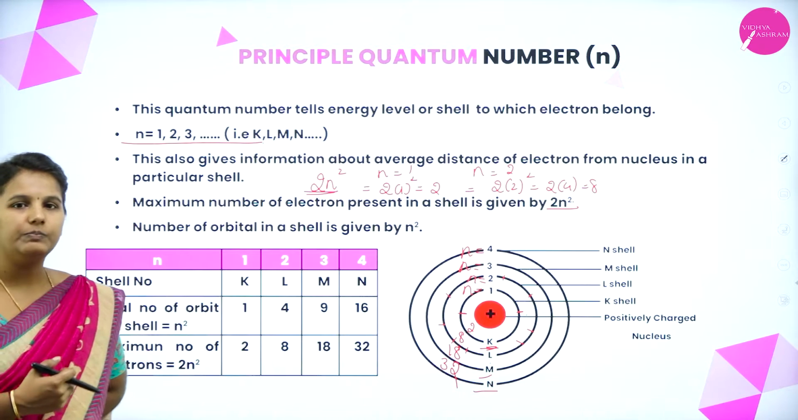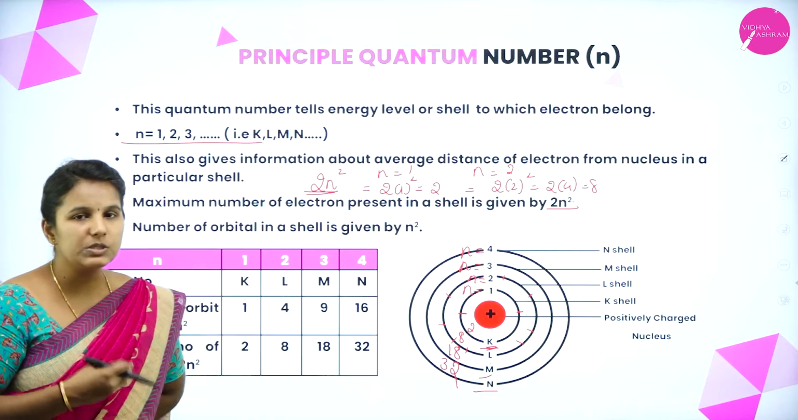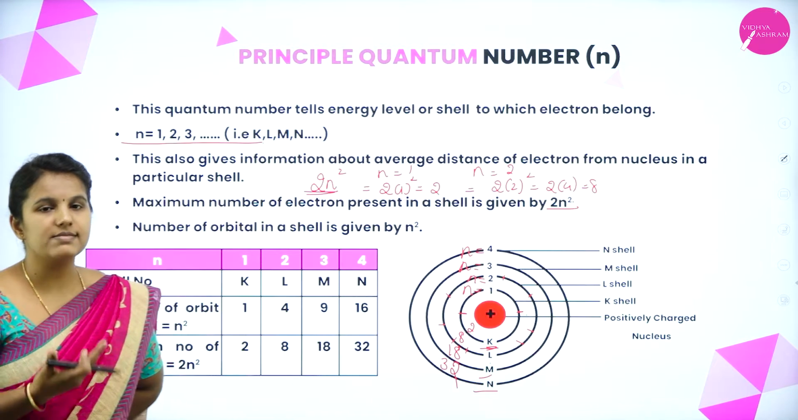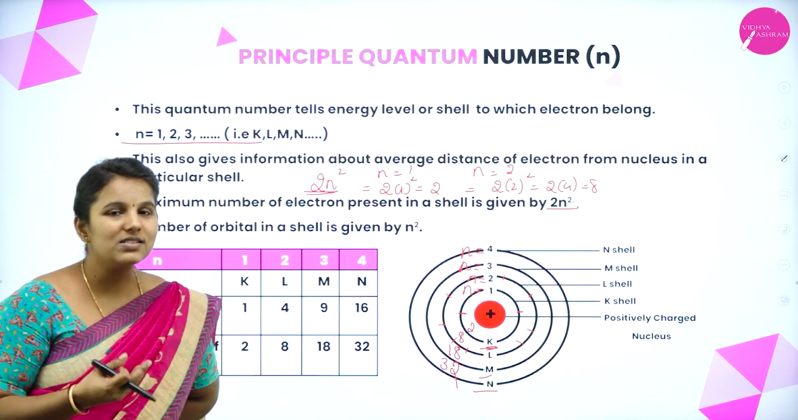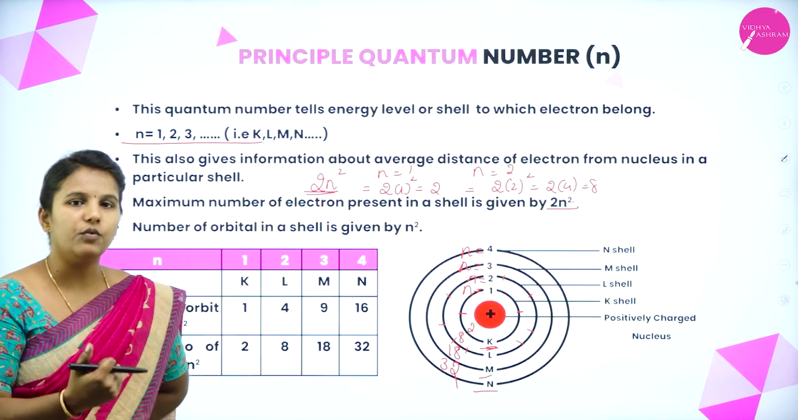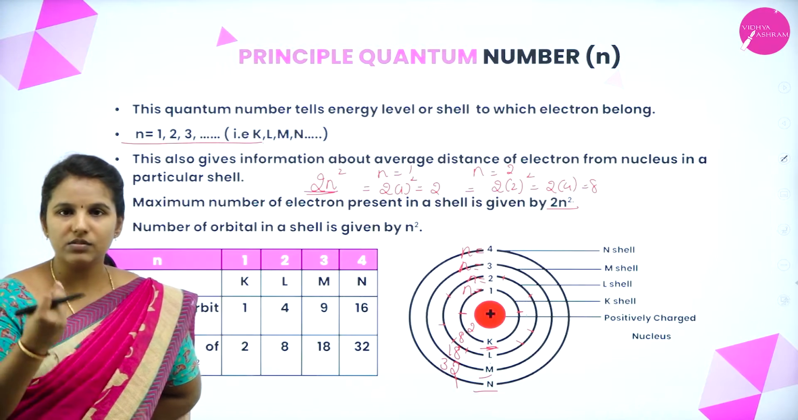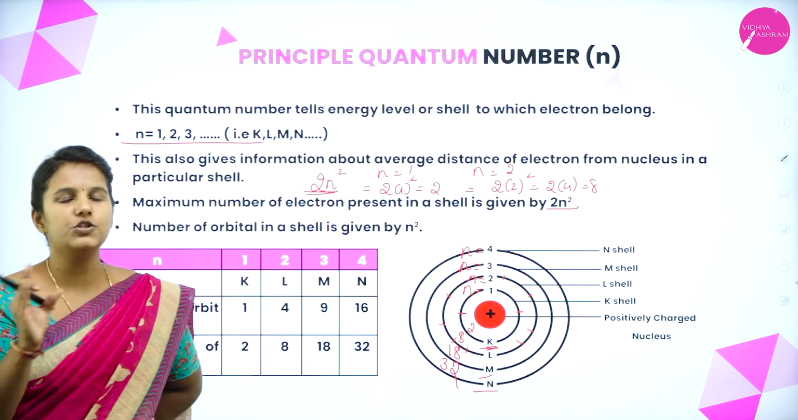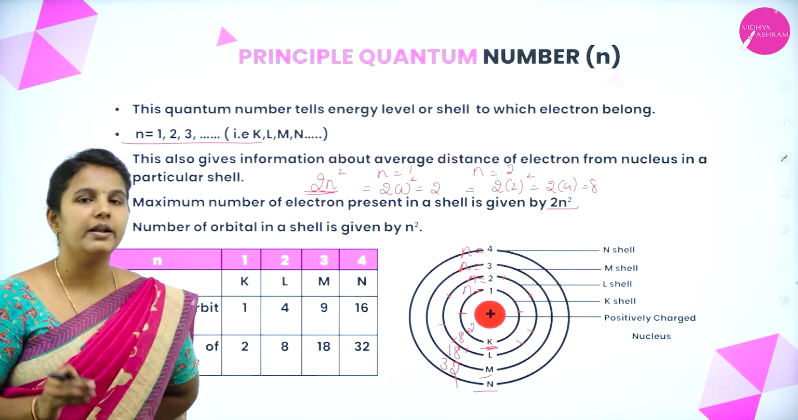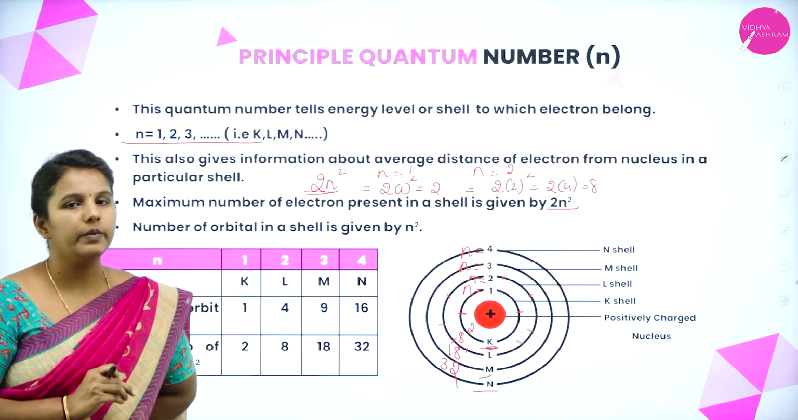And also, this principal quantum number gives information about the distance of an electron from the nucleus to the outermost shell of an atom. The distance of the electron from the nucleus to the outermost shell of an atom is also predicted by using this principal quantum number.